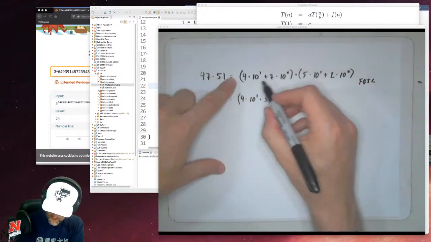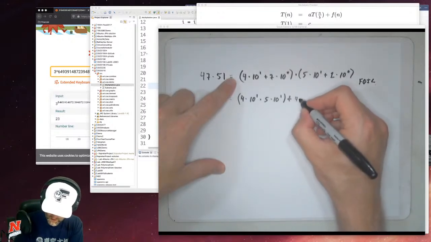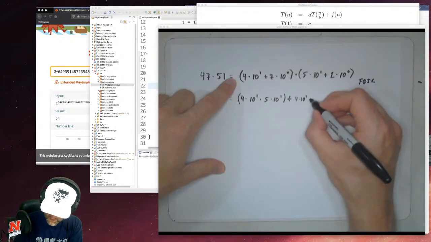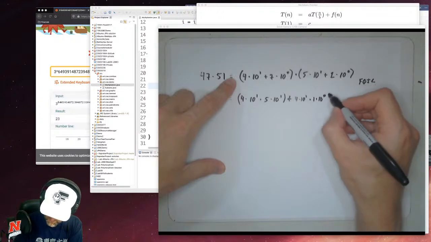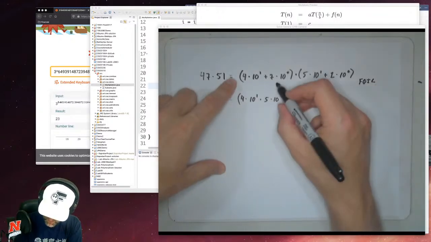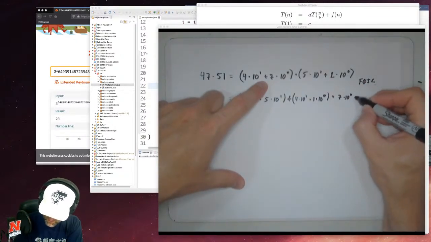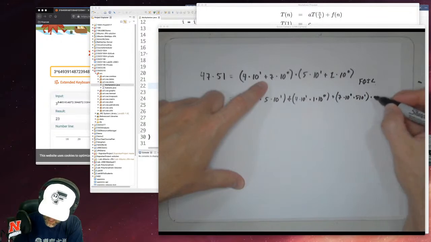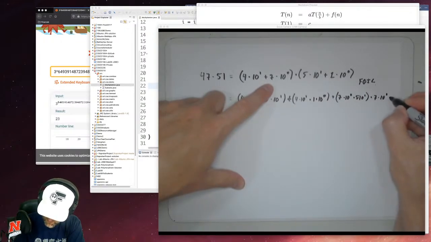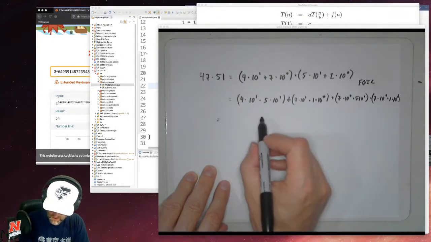That's our F. Our O is going to be plus 4 times 10 to the first, times 1 times 10 to the 0, sorry. Right. And then I plus 7 times 10 to the 0 times 5 times 10 to the first. And then our L is going to be 7 times 10 to the 0 times 1 times 10 to the 0. All right. I'm running out of space here. I'm going to give myself a little bit more room here.